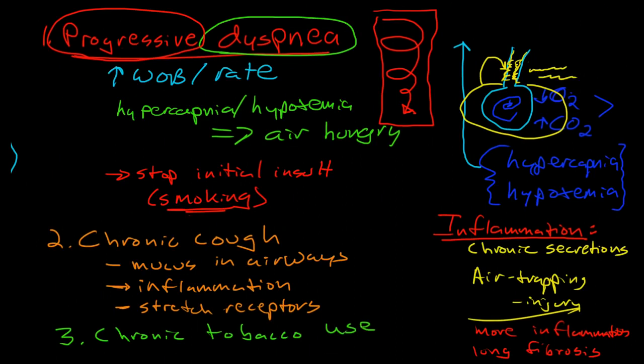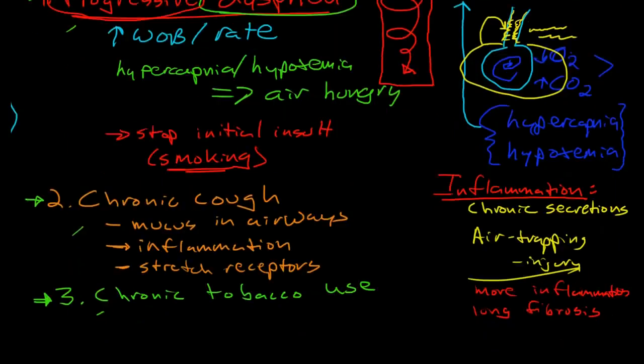And so if you have a patient with progressive dyspnea that has been getting worse over time, and a chronic cough, and chronic tobacco use, then your first diagnosis on your differential list should be chronic obstructive pulmonary disease. This does not diagnose chronic obstructive pulmonary disease because there are other conditions that can cause progressive dyspnea, chronic cough, and chronic tobacco use, but this is the most common.